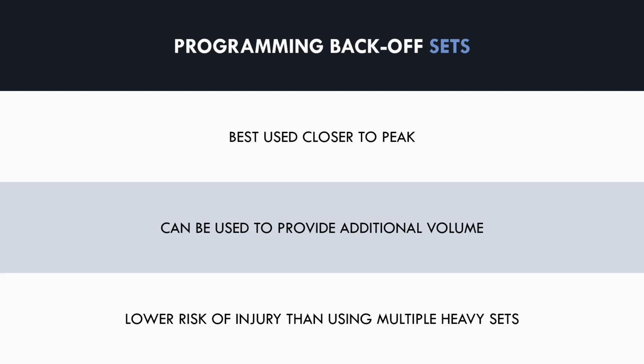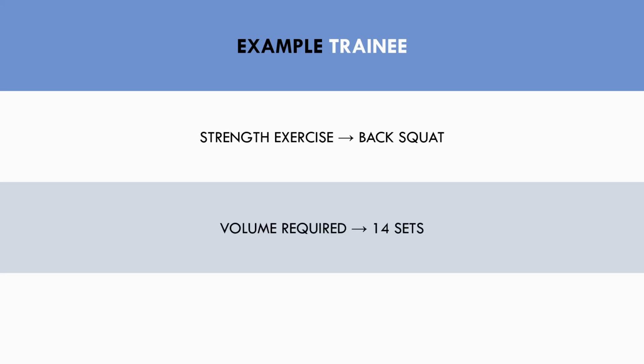Earlier in a preparation cycle, lighter loads will probably be implemented, meaning that back off sets may not be necessary and straight sets will achieve what we are after. Let's use a practical example to implement back off sets with. For this trainee, we will use the back squat as a strength exercise. Let's say the athlete wants to perform a total of 14 sets for the legs at this point in time and will be squatting 2 times per week. A week of squat training for this trainee may look something like this.